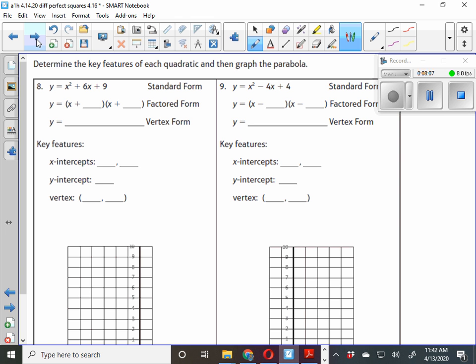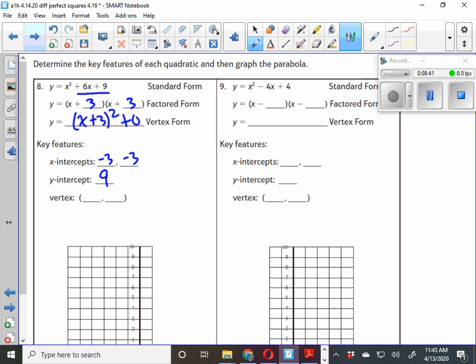All right, so now we are going through and you're going to determine key features. I'm hoping you're at a point now where you trust me and you say, okay, I recognize square root of 9 is 3. 3 doubled is 6, so that means this is going to be 3 and 3. That means my vertex form is going to be x plus 3 squared plus 0, if you will. X-intercepts are going to be negative 3 and negative 3. The y-intercept is going to be 9.